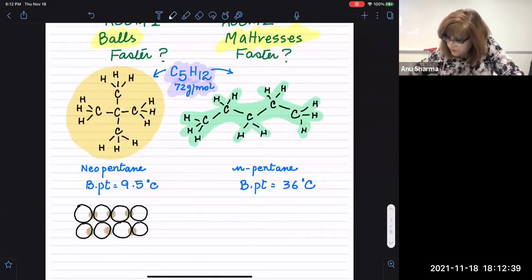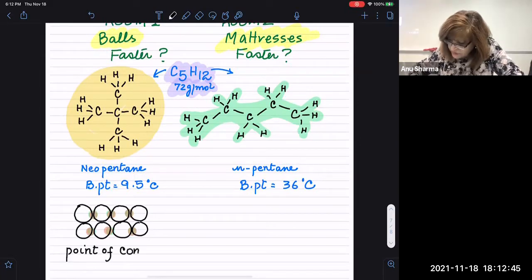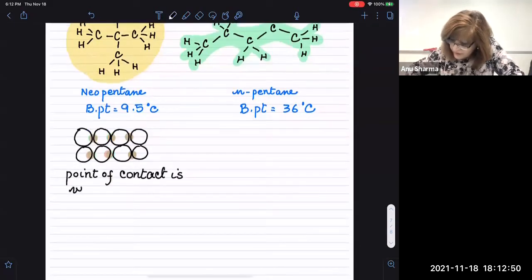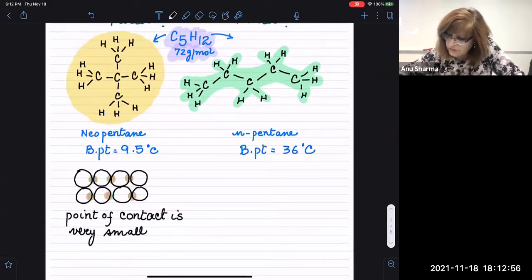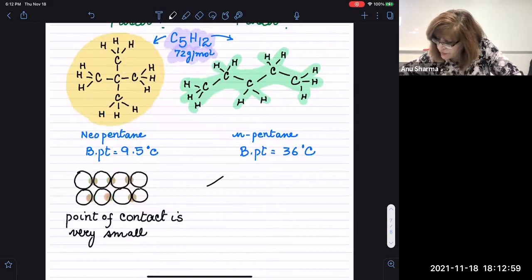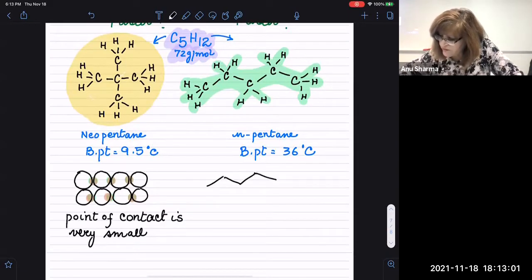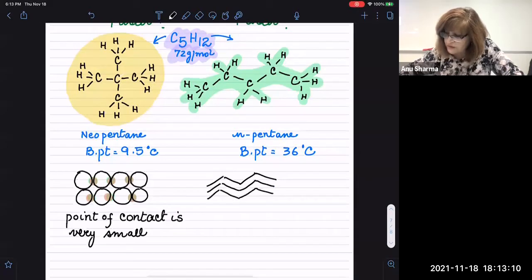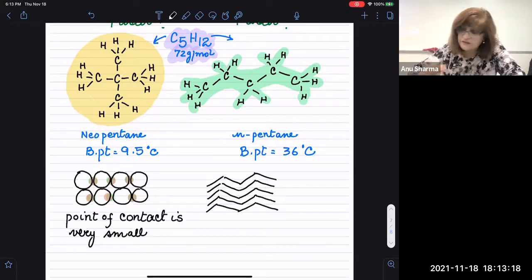So the point of contact is very small in comparison to the matrices. How do they stack? Like this. Now you just have to look at it this way. 1, 2, 3, 4, 5. 1, 2, 3, 4, 5. One mattress, another mattress on top of it. So every single point is touching. It's more strongly connected, these molecules. The linear ones are strongly connected.